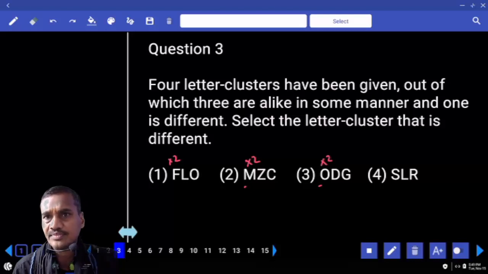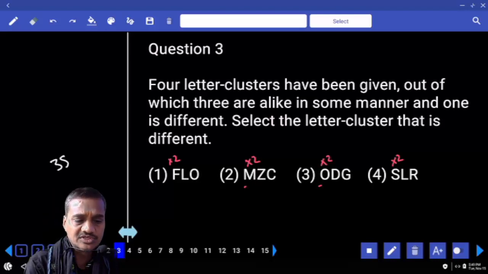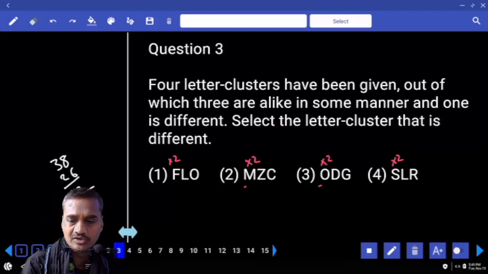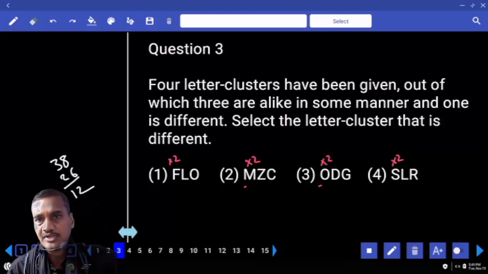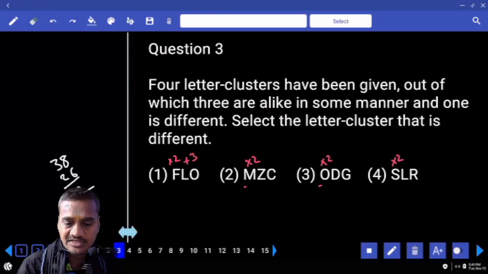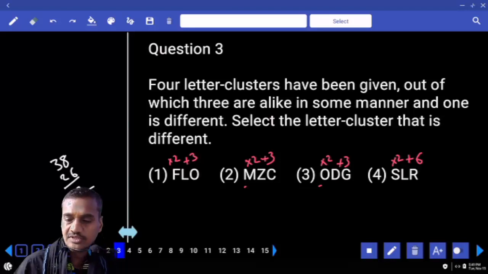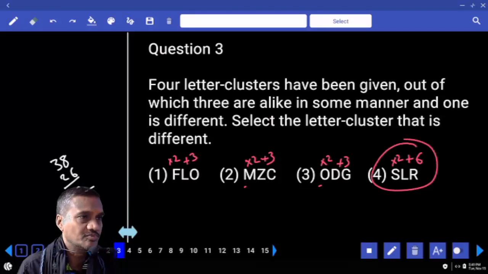is the fourth letter, D. And next one, S and L. Now 19 into 2 is 38. Now 38 minus 26, what is the difference we have? 12. Now the 12th letter is L. Into 2, into 2, into 2 and so on. Then the second and third letters L and O, the difference is plus 3. And Z and C, the difference is plus 3. And D and G, the difference is plus 3. L and R, 12 and 18, the difference is plus 6. So what is the odd one? Choice 4 is the odd one. Into 2 plus 3, into 2 plus 3 is the pattern here.